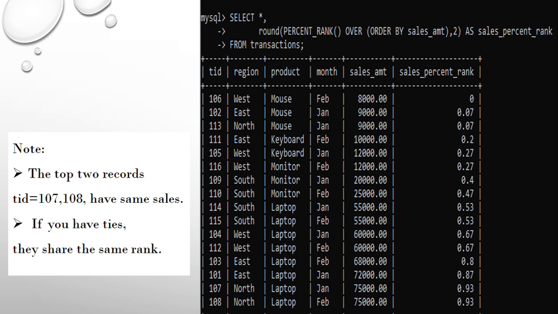Next, I have tried to demonstrate percent rank on another data set, and here you can see the same percent rank. But we can't see the top one. That is because the top two records, transaction ID 107 and 108, have the same sales. If you have ties, they share the same rank.